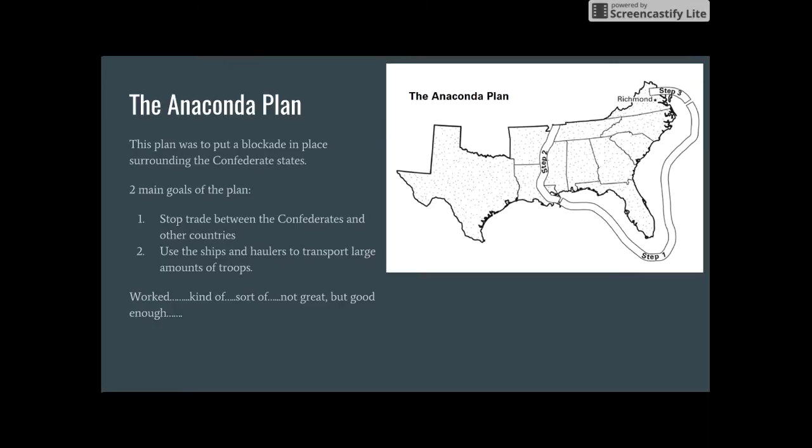The Anaconda Plan sounds like a good idea. It worked, like I said down here in the PowerPoint. Kinda, sort of, maybe, not great, but kind of good enough. It got the Union what they needed. Hard to patrol that long a coastline, but it worked fairly effectively for them. I'm going to move on to the next slide, so if you need anything from here, go ahead and pause it, and we'll move on.